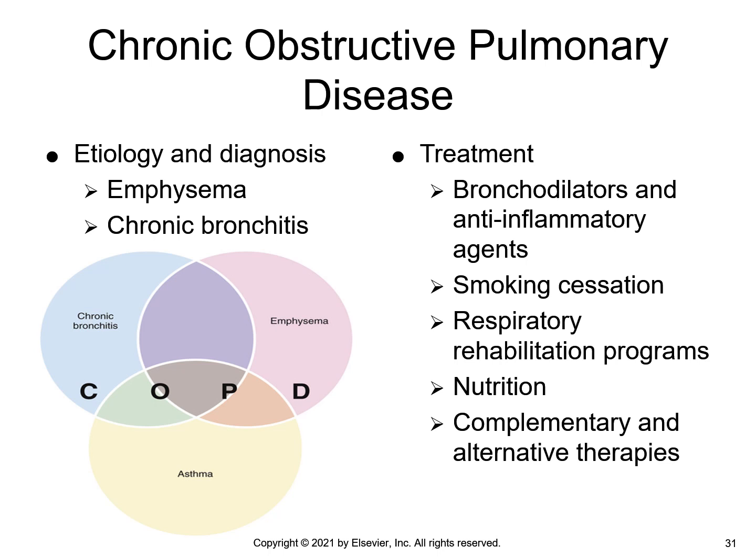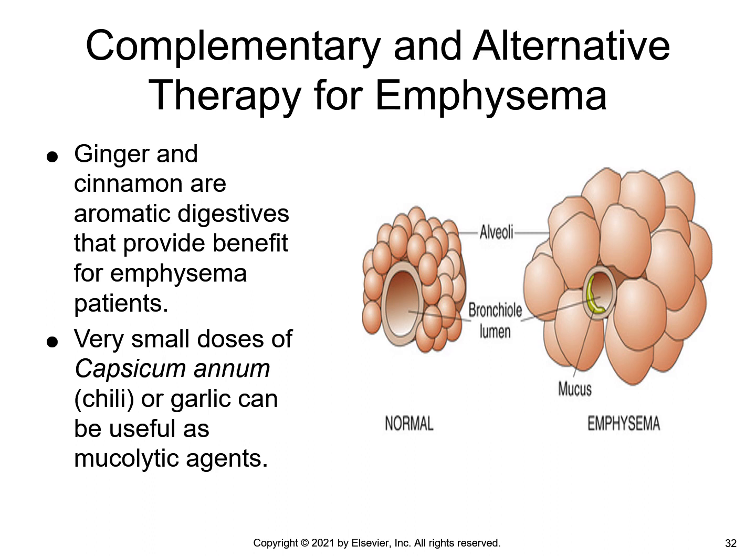COPD is a chronic disorder treated with bronchodilators and anti-inflammatory agents to remain a stable condition. Reduced exposure to lung irritants such as cooking fires, smoking, and pollution also helps to prevent further deterioration. Some complementary and alternative therapies are considered: ginger and cinnamon for emphysema and chili or garlic as mucolytic agents.